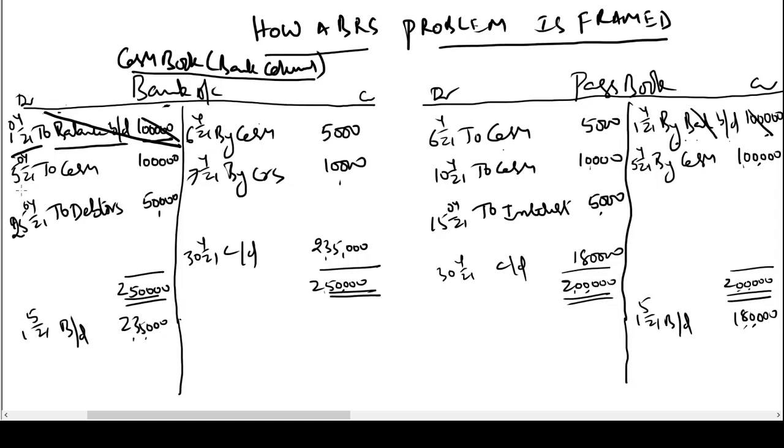Then on 5th April 21, to cash 1 lakh. This is a deposit. And on the credit side, you can see in the passbook also there is a deposit of 1 lakh. It is recorded on the same day by us and also by the bank. So this is also not a reason for difference, because entries have been recorded on the same day by both the parties.